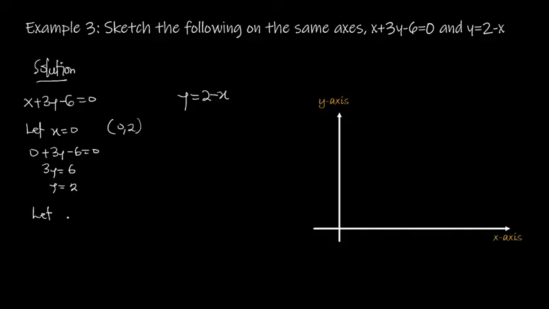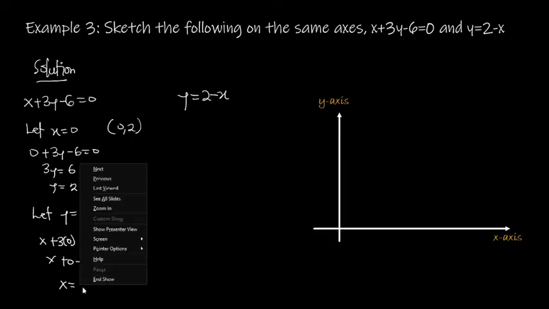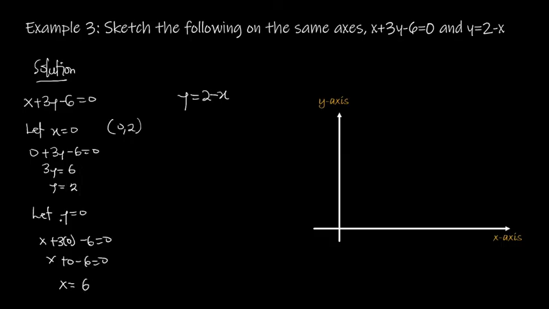Now, I'll say let y now be 0. If y is 0, I have x plus 3 into bracket 0 minus 6 equals 0. So x plus 0 minus 6 equals 0. So x is therefore equal to, I send the -6 to the other side, becomes +6. So therefore my point over here is 6 and 0.